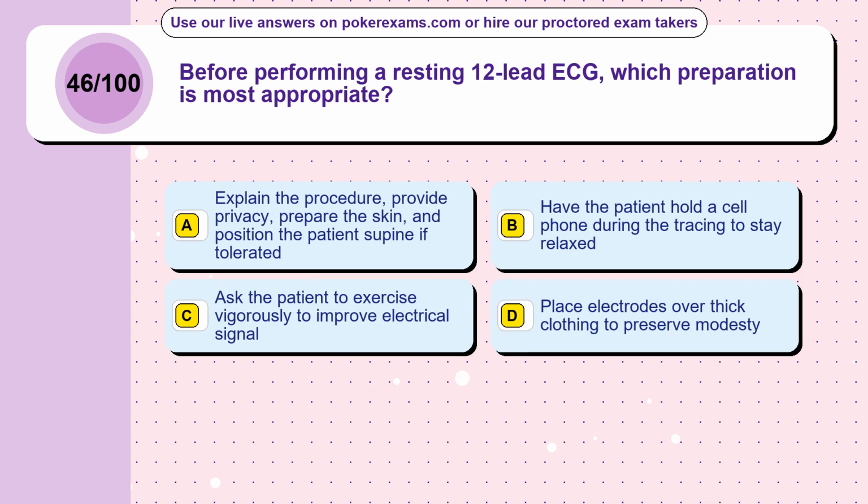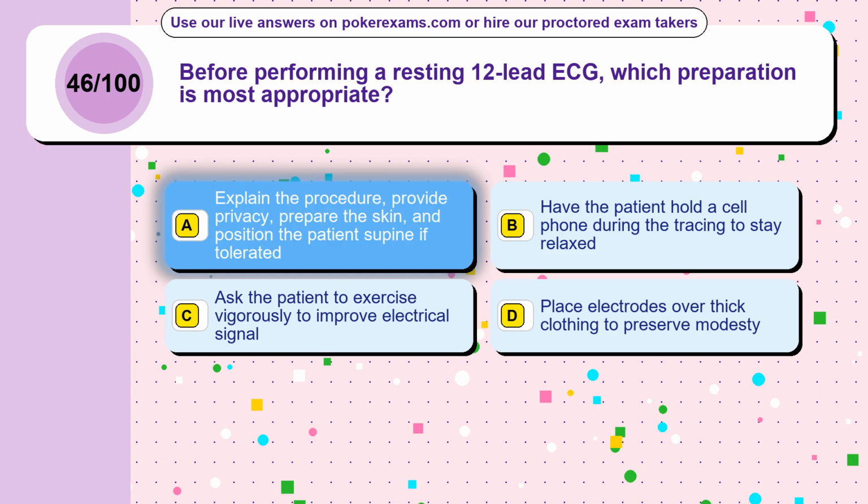Question 46. Before performing a resting 12-lead ECG, which preparation is most appropriate? Option A, explain the procedure, provide privacy, prepare the skin, and position the patient supine if tolerated. Option B, have the patient hold a cell phone during the tracing to stay relaxed. Option C, ask the patient to exercise vigorously to improve electrical signal. Option D, place electrodes over thick clothing to preserve modesty.